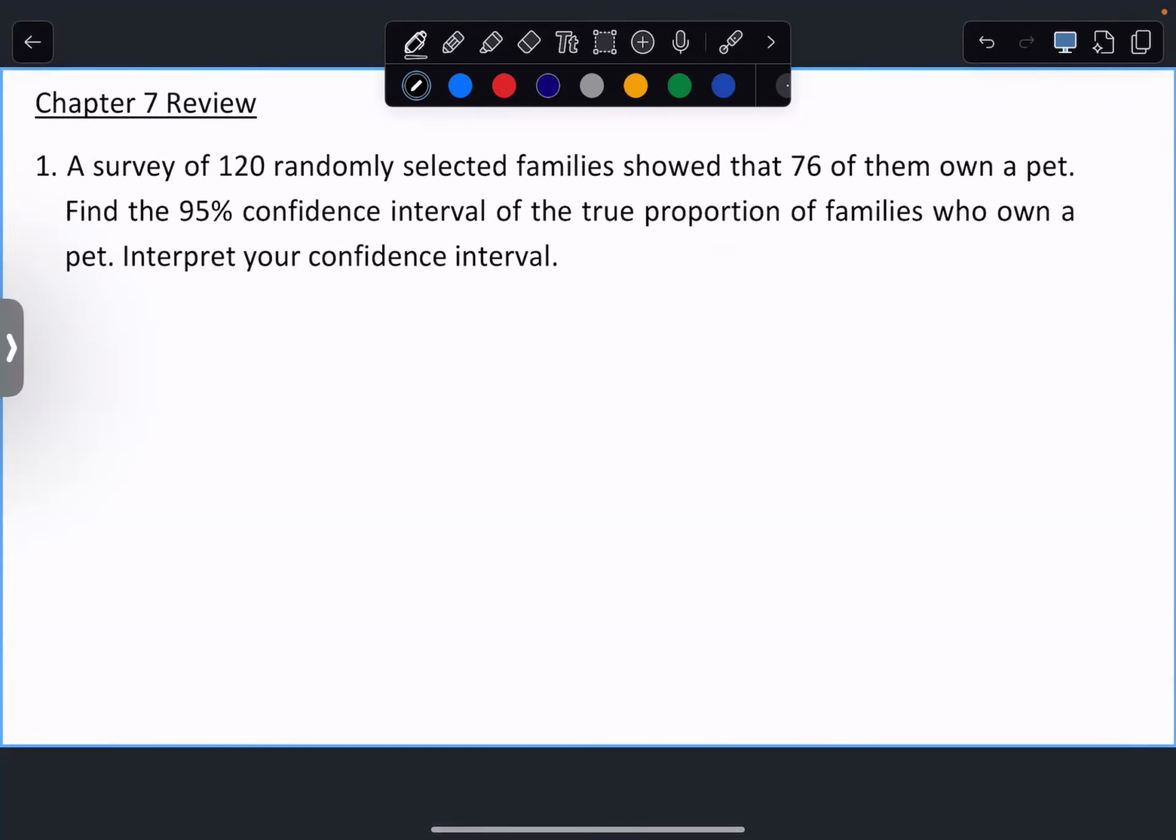So what is 120 here? And 76 is x. So n is 120, x is 76, which means that our p-hat, which is x divided by n, is 76 divided by 120, which should be 0.63. Yes, that's great.